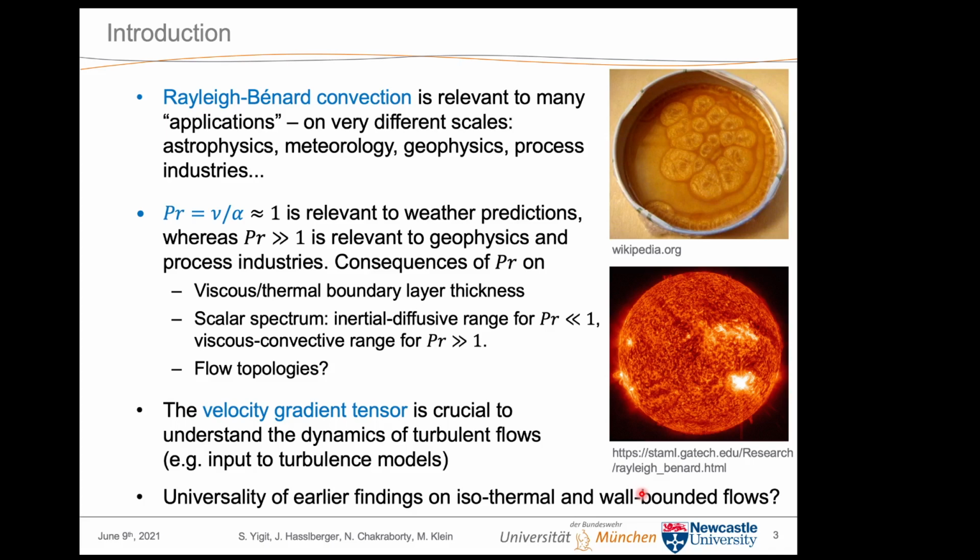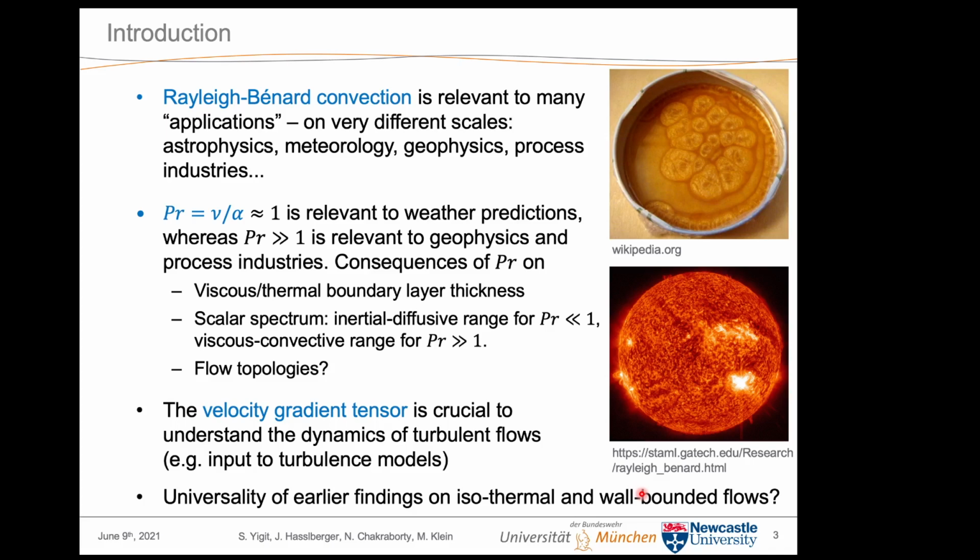And of course, there are non-dimensional numbers characterizing this problem. The most important one is maybe the Rayleigh number, but also the Prandtl number is quite important. Just as a reminder, the Prandtl number is the ratio of momentum diffusivity, so viscosity, to thermal diffusivity. And also in terms of the Prandtl number, there is a wide range of values relevant to these applications mentioned earlier. And there is also already a lot of research in the literature on the influence of the Prandtl number for this kind of phenomenon.